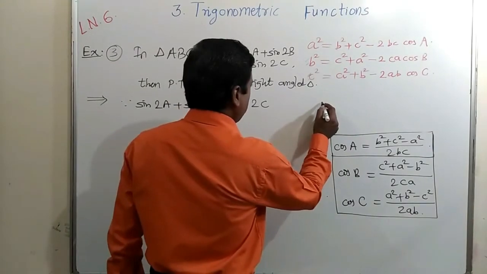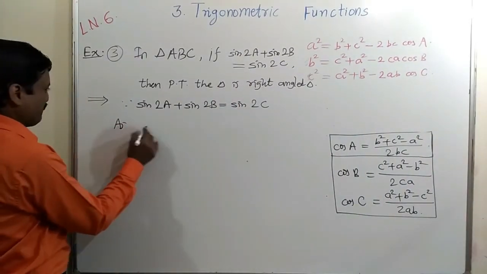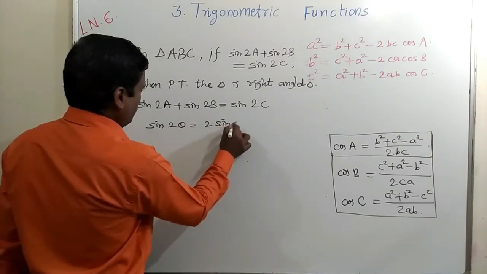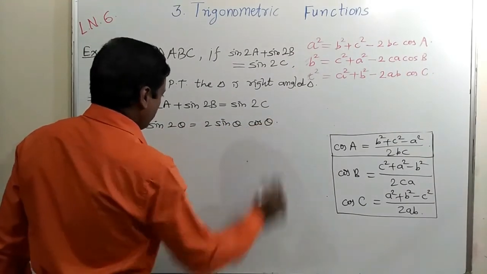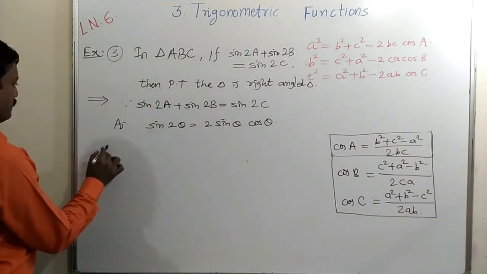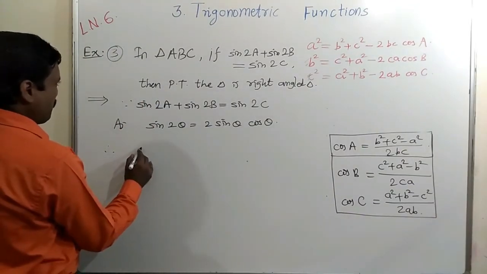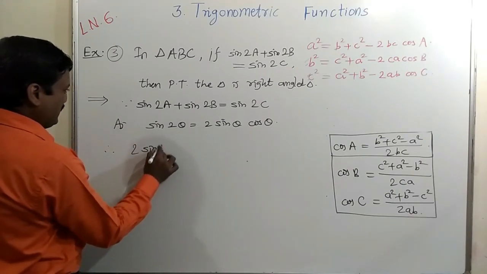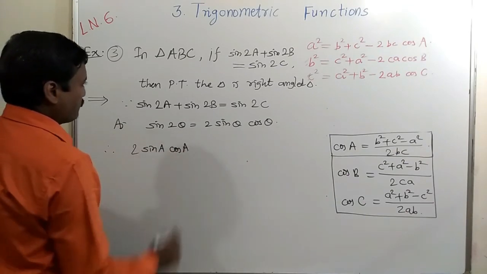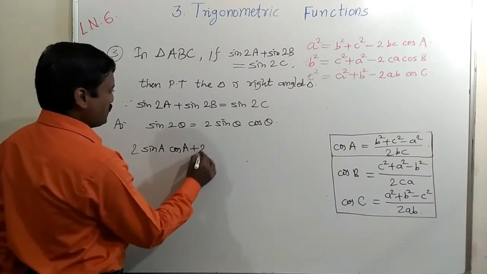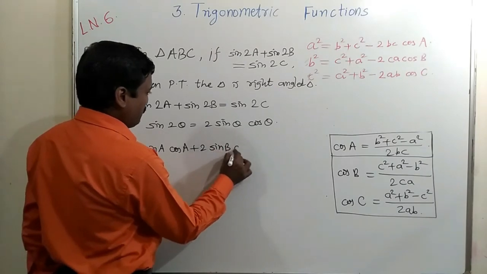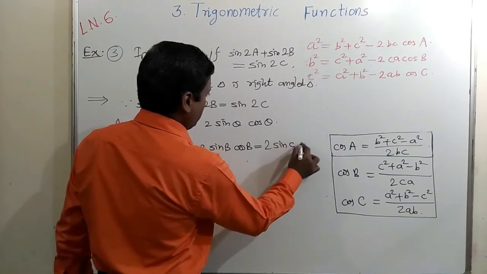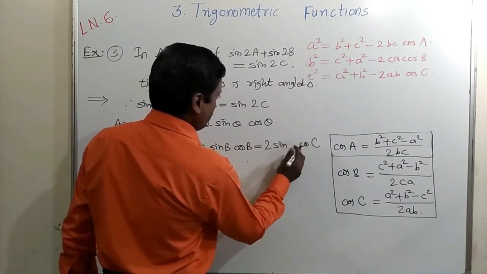You know that sin 2 theta is equal to 2 sin theta cos theta. Therefore, this equation becomes sin 2a, that is 2 sin a cos a. Second term becomes plus 2 sin b cos b, and the last term becomes 2 sin c cos c.